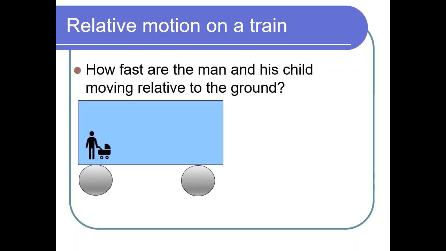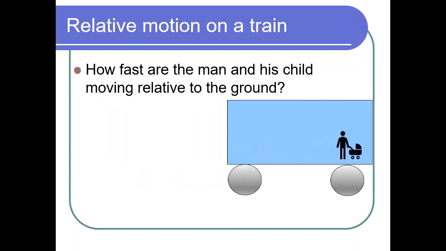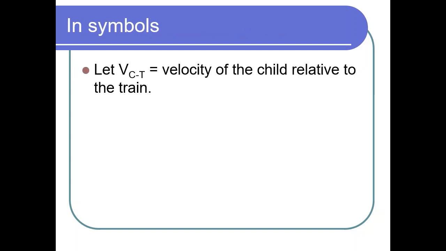Well, that's easy. Most of us just do it in our head. We say 2 miles an hour plus 3 miles an hour is 5 miles an hour. But when you do that, you're actually doing a vector problem. You're adding the vector of the man's speed and the vector of the speed of the train car, should I say the velocity of those things. You're adding those two vectors together to get the vector of the man and the baby relative to the ground.